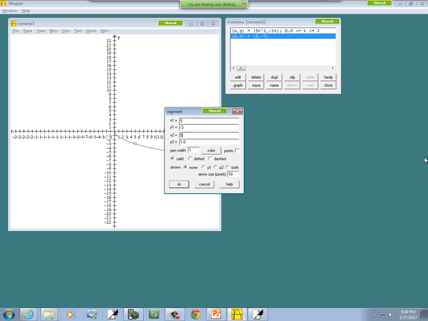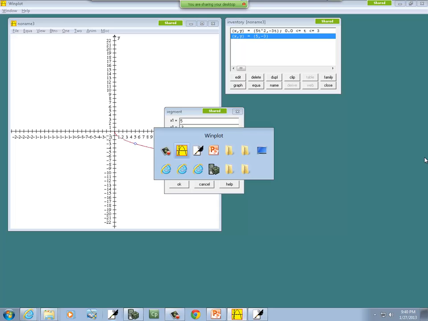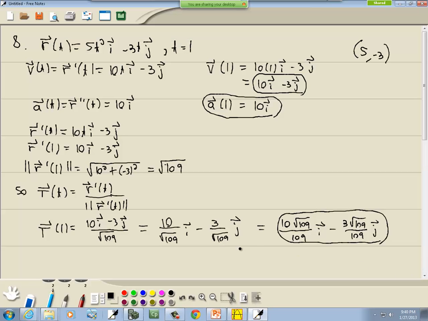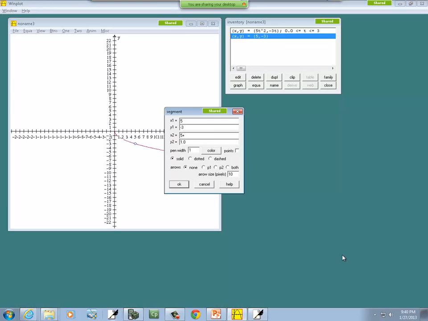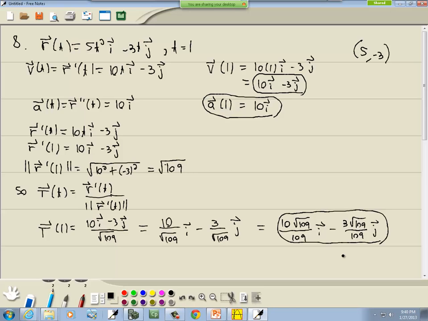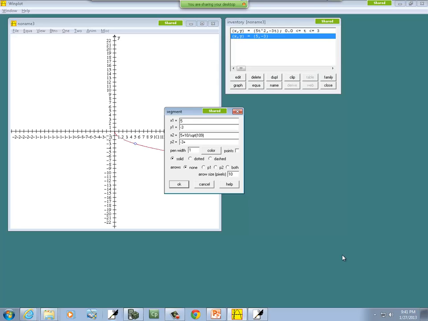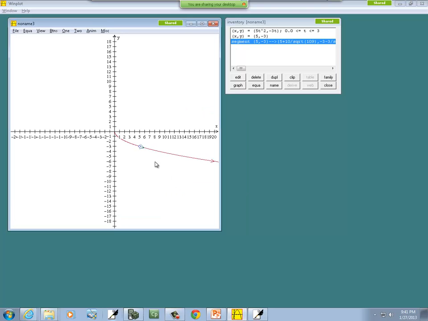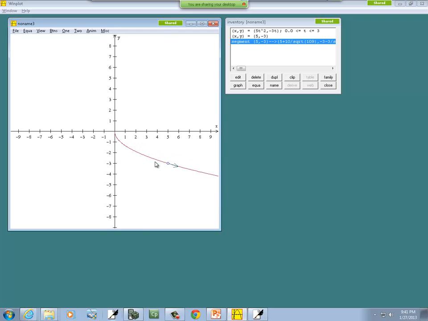Now for x2, I'm going to have 5 plus the i portion of the tangent vector, which is 10 divided by the square root of 109. So 5 plus 10 divided by the square root of 109. And for y2, I'll have negative 3 plus whatever's before my j, which is negative 3 divided by the square root of 109. So I'll just say negative 3 minus 3 divided by the square root of 109. I'll put an arrow at P2 and make it 14 so I can see it a little bit, and then I'll do OK. Not very viewable, but if I zoom in, you can see it.